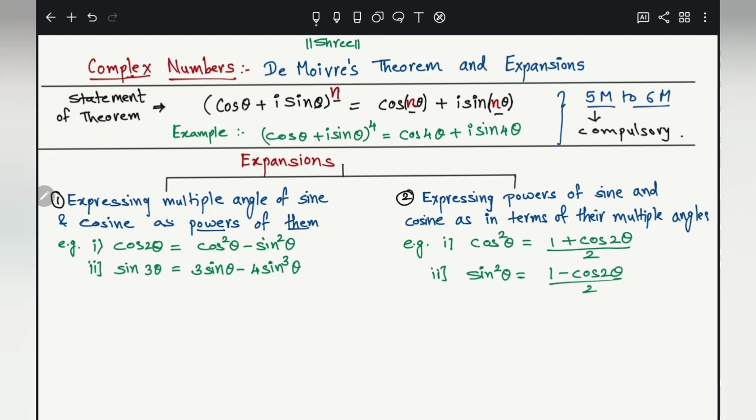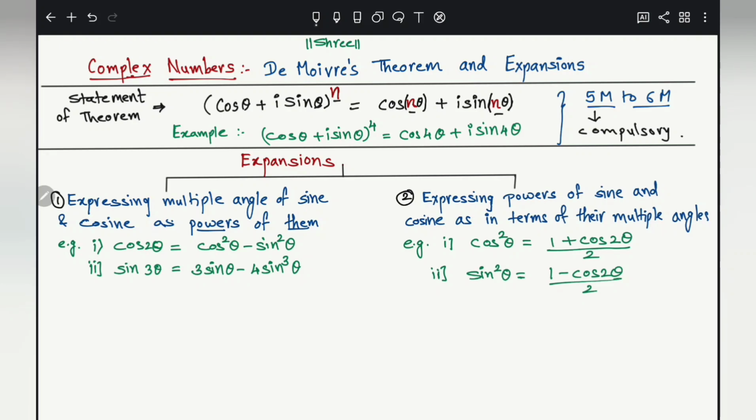Similarly, the second is expressing the powers of sine and cosine in terms of multiple angles. Already we know that cos square theta can be expressed as a multiple angle as (1 plus cos 2 theta) upon 2. Similarly, sin square theta can be written as (1 minus cos 2 theta) upon 2. So here we have expressed a power as a multiple angle. But what if I ask you to do cos raised to 7 theta or sin raised to 8 theta? How to handle that? That we are going to see today.